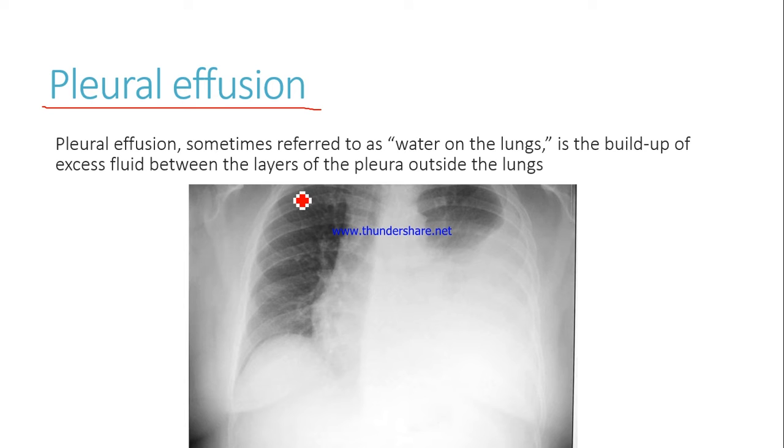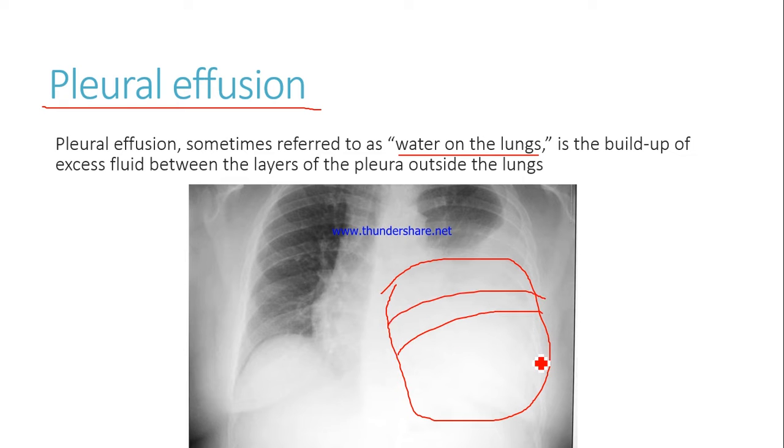It's sometimes called water on the lung. So basically this is a buildup of excess liquids like exudates in the pleural cavity. You see in the X-ray film, you can see this liquid is in the left lung, in the lower lobe, mainly this area. You see this area, some exudates has been accumulated. Okay, so basically pleural effusion is nothing but accumulation of excess liquid in the pleural cavity.